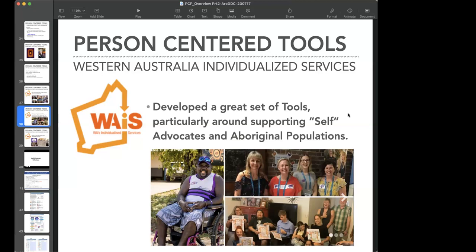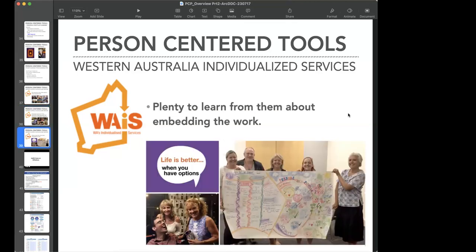So person-centered planning is, in many ways, person-centered thinking at the core, and then all kinds of different ways and tools to do it. And like I said, I think we have plenty to learn from them about how we embed that work. They have a number of these little quotes, like life is better when you have options.